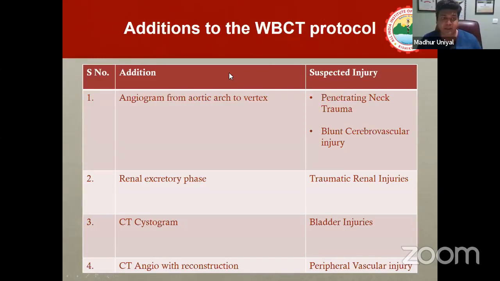So what additions could be done? According to suspected injuries, sometimes you might add a few add-ons to the whole body CT protocol. For example, if you're suspecting penetrating neck trauma or blunt cerebrovascular injury, we might add an angiogram from the aortic arch to the vertex. If we are suspecting traumatic renal injury, a renal excretory phase may be added. For bladder injuries, we might request a CT cystogram. For peripheral vascular injuries, CT angio with reconstruction gives us a very good roadmap for operative procedures later.